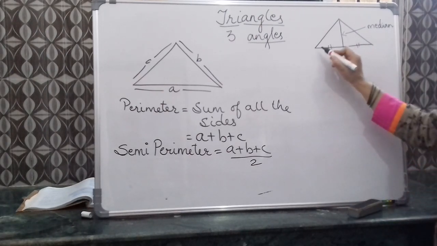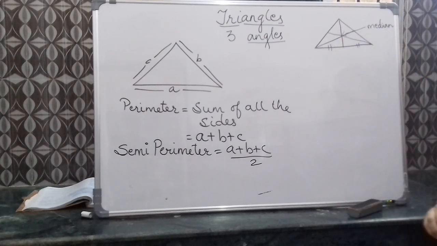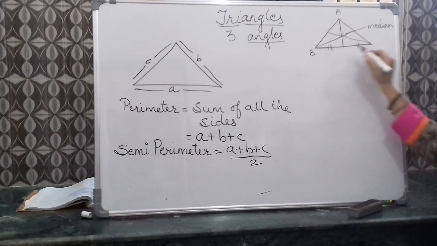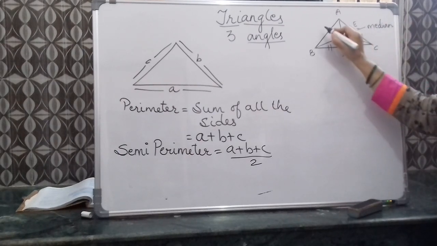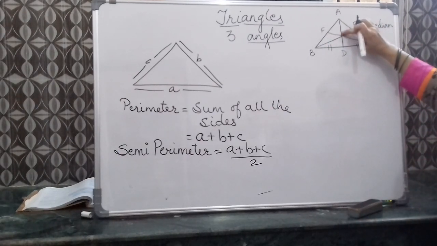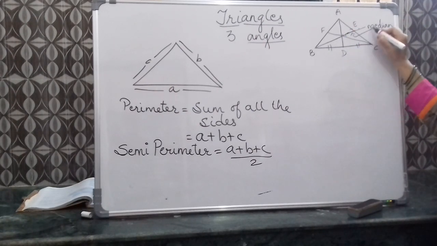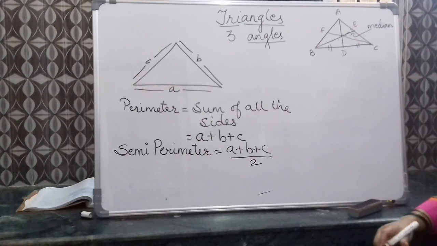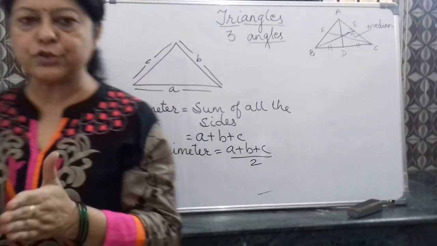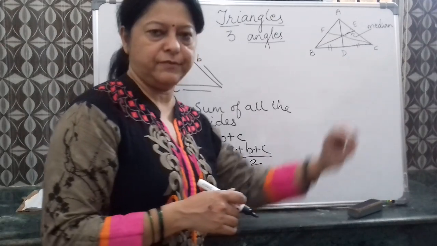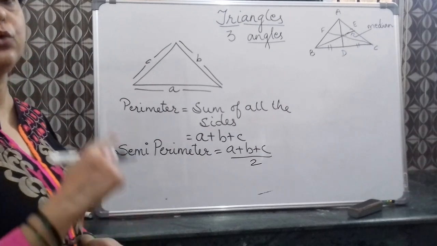So in a triangle there are 3 medians. Alright, so if you name it as A, B, C, this is your D, this is E, and this is F. So our medians are these lines. A median is a line which divides the base of the triangle into equal halves. And therefore you can also say that the area of the triangle is also divided into equal halves.